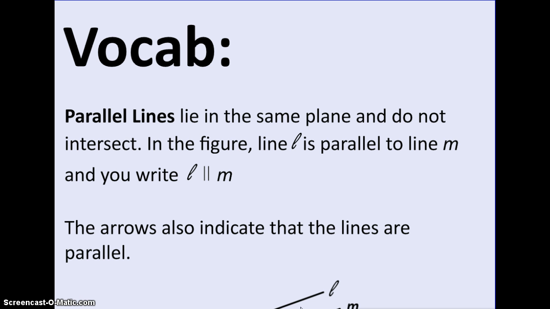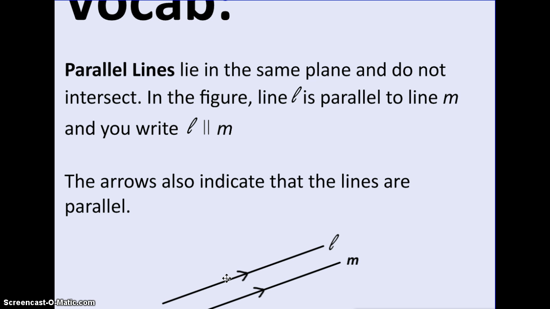The first of them is parallel lines. Parallel lines have the same slope. And in the figure below, you'll see that line L and line M have these little arrows to show that they are in fact parallel. Without knowing the exact slope, you have to have these arrows before you can say that they are parallel.